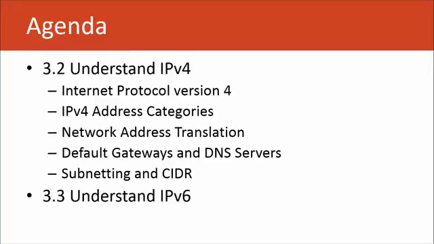All right, let's take a quick look at our agenda. We're going to cover two objectives today. First one, 3.2, understand IPv4. Within that, we're going to detail IP version 4, or IPv4. We're going to talk about the address categories for the protocol, talk about network address translation, then move on to discuss default gateways and DNS servers, and then finally touch on subnetting and CIDR. Then lastly, we'll touch on IPv6 as a protocol, the eventual replacement for IPv4.